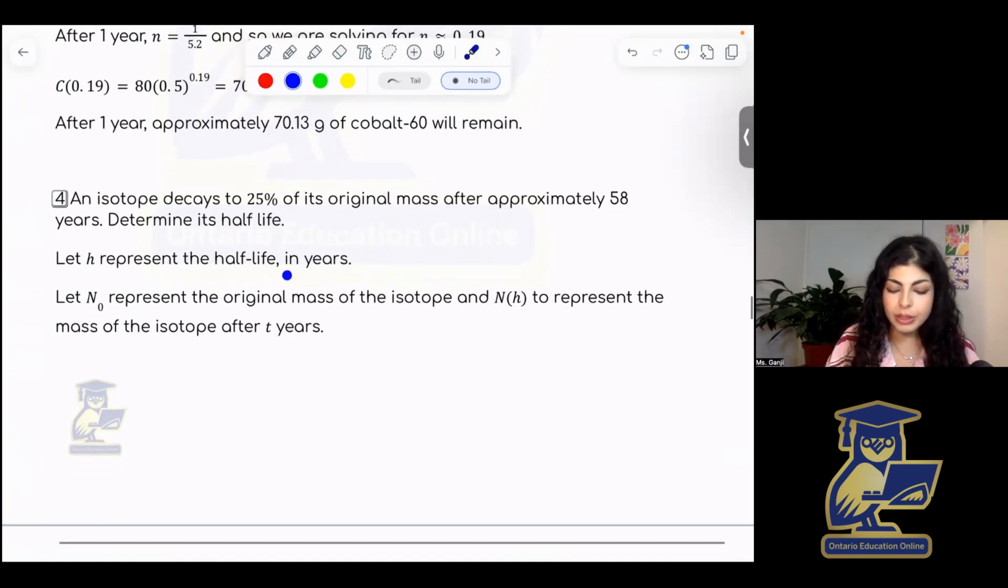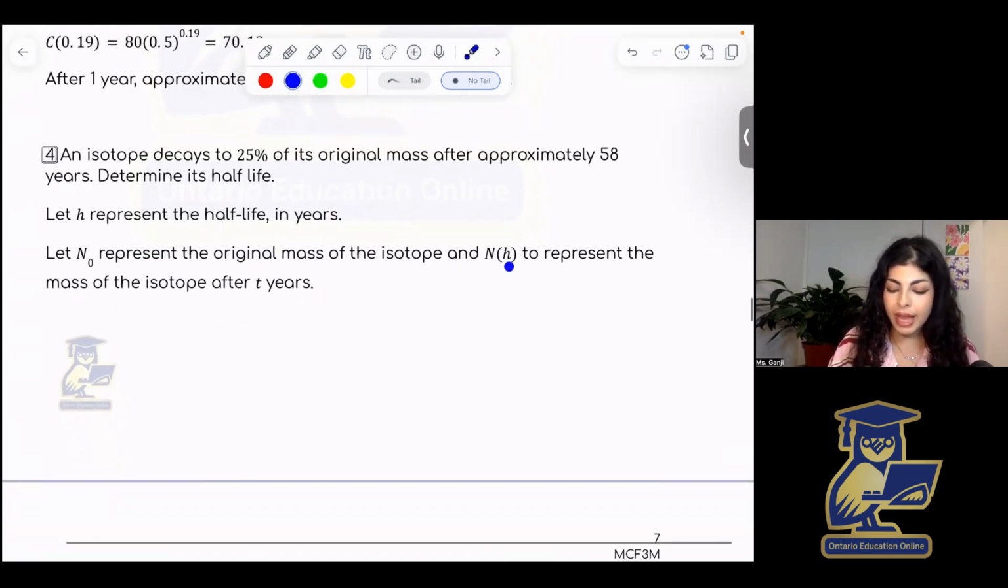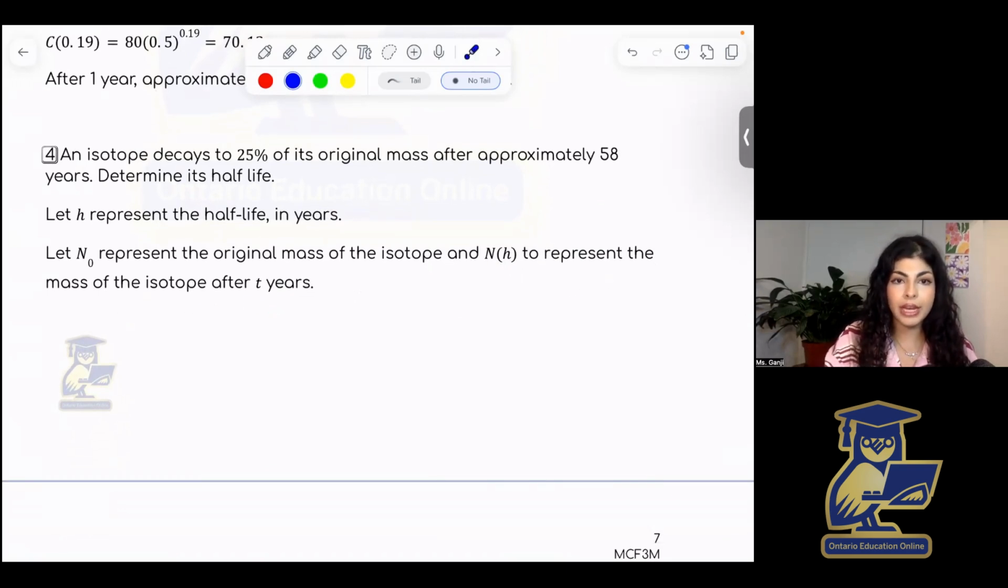So, let H represent the half-life in years. And N0 is going to be the original mass of the isotope. We don't actually need to know what the original mass was. We can think of it as a percentage. So let's say we start with 100%. Then after how much time do we have 50% of that original population? And N of H is then going to represent the mass of the isotope after H years.